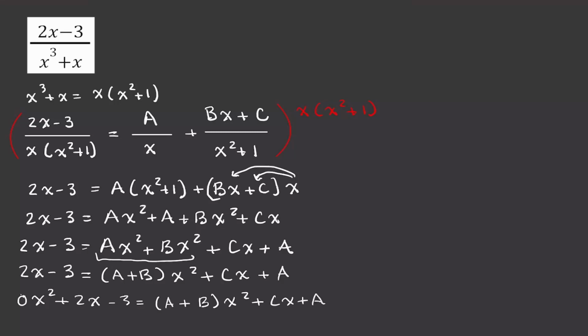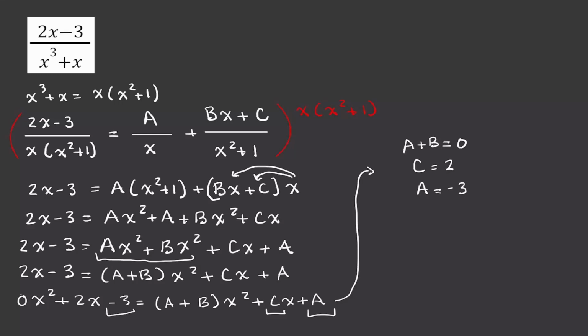Now I would create my system of equations. So here, whatever is in front of the x squared, I would set them equal to each other. So my first equation would be a plus b is equal to 0. My second equation, whatever's in front of the x, gets set up to equal to each other. So c is equal to 2. And now my constants, which is only a, gonna equal to the constant, which is negative 3.